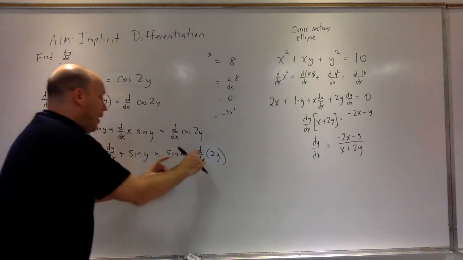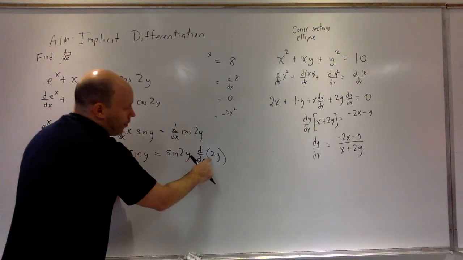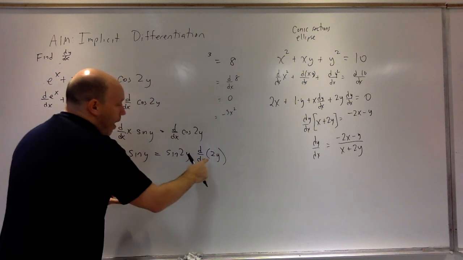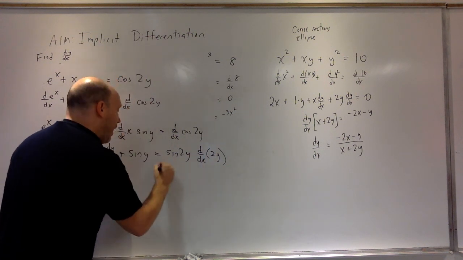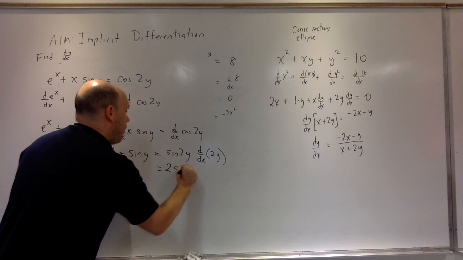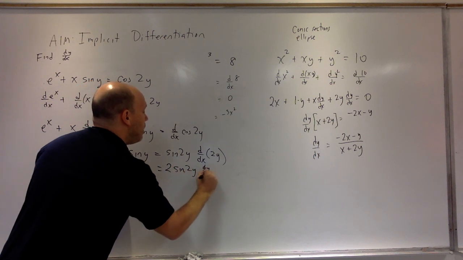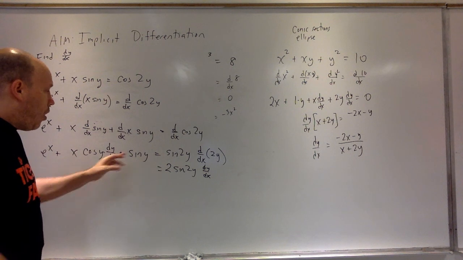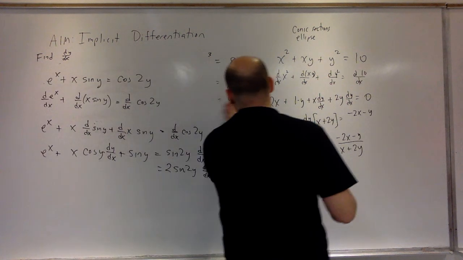Let's just clean this up right here. Watch what I'm going to do. Remember, with the derivative, I can pull out the derivative of 2y. I can pull out the 2. So the final answer is 2 sine of 2y dy/dx. Okay? So let's clean this up. Once again, it's just algebra.